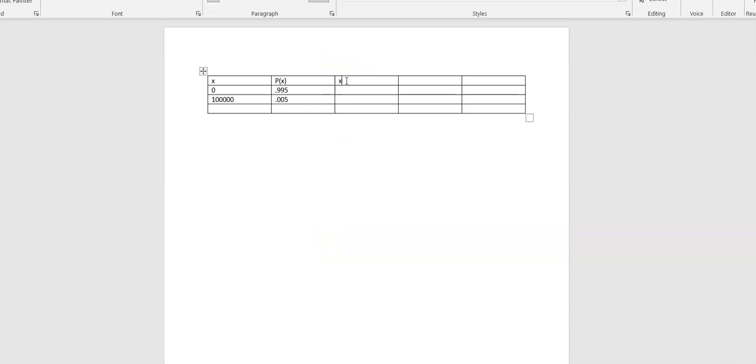So for our mean, I need to make a column for x and p of x. And recall that we multiply x times p of x. So 0 times 0.995 is 0. And then 100,000 times 0.005 ends up being 500.